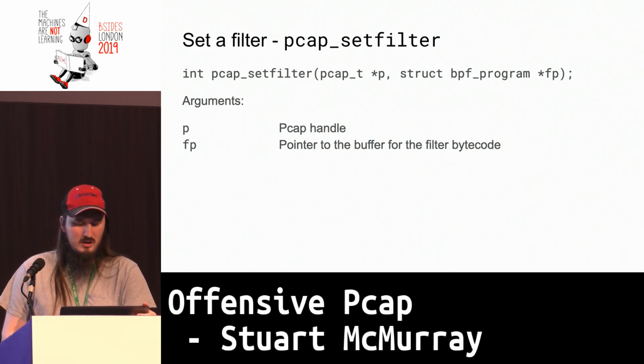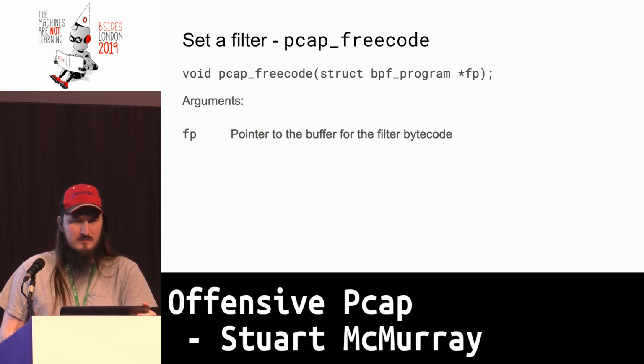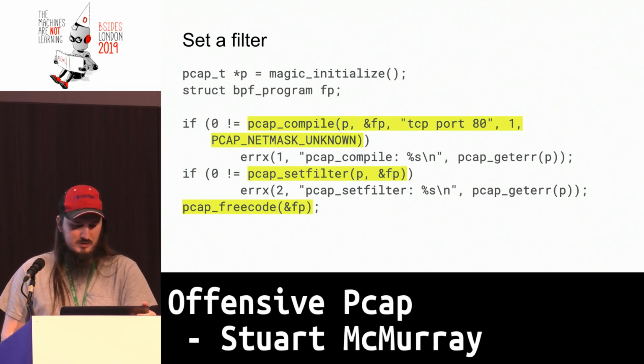That's how you do it. And then you have to set it on your pcap handle. When you're done, free the memory allocated. So that's what it looks like. So in this case, I'm intending to dump on TCP port 80. I will compile that to a struct bpf_program, and I'll pass that and set it on the filter, and I'll free it.